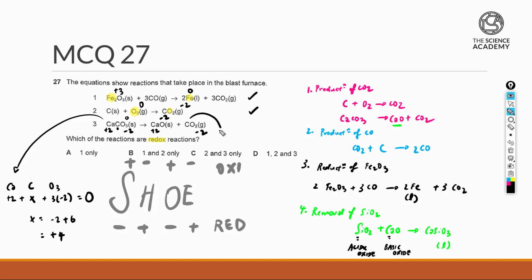Similarly, to calculate the oxidation state of carbon in carbon dioxide, we have 1 carbon and 2 oxygen. So X plus 2 times -2 is equal to 0. There's no charge. X is equal to +4. You can see that calcium did not change. Carbon is not changing because it's +4 at the start and +4 at the end, and oxygen remains as -2. So for number 3, since there's no change in oxidation state, this is not a redox reaction. So B will be the answer for this question.